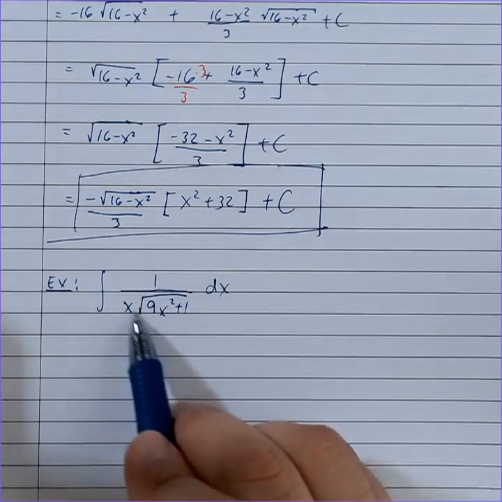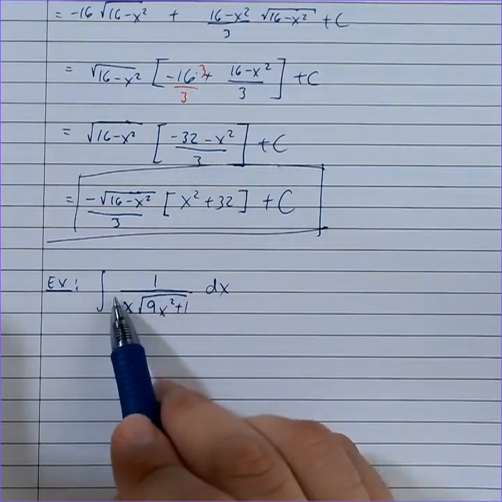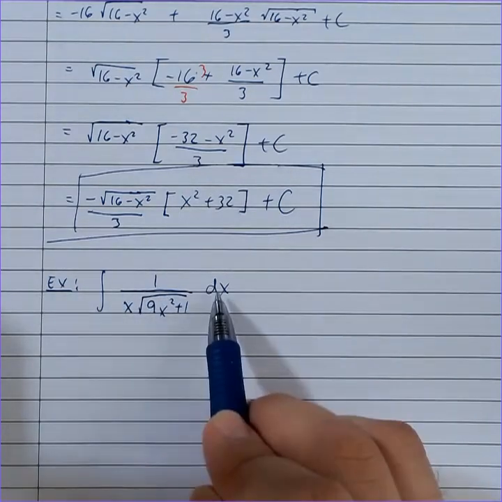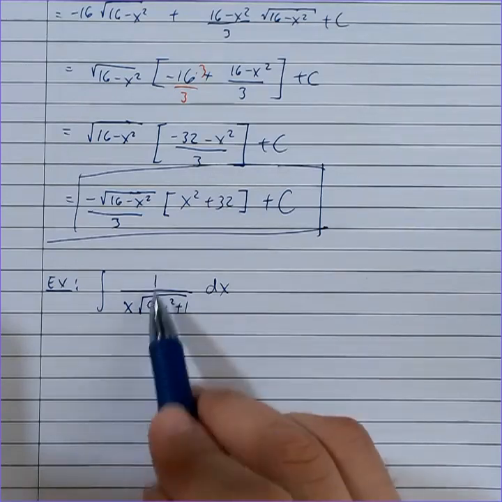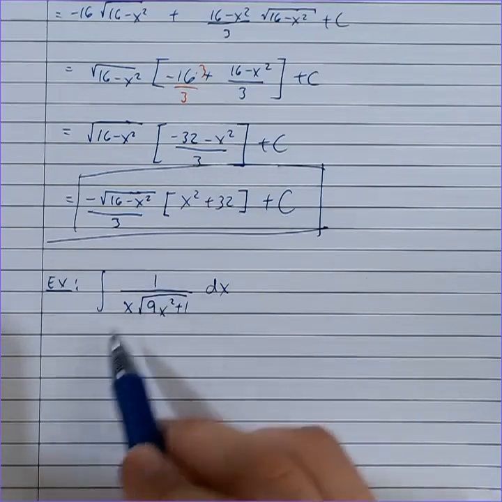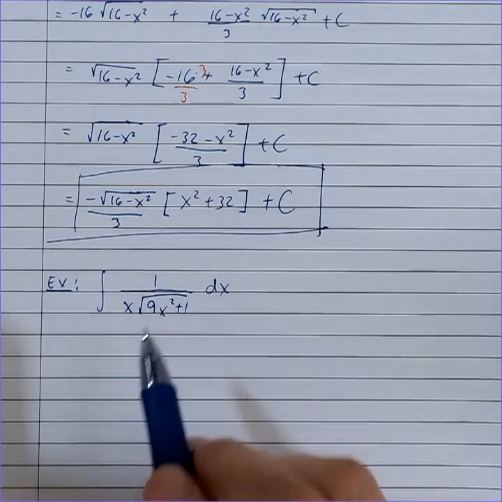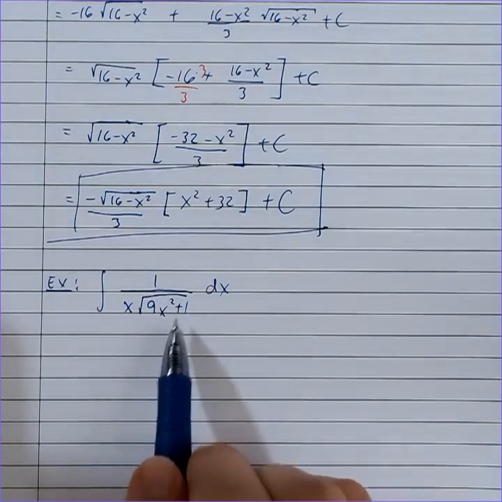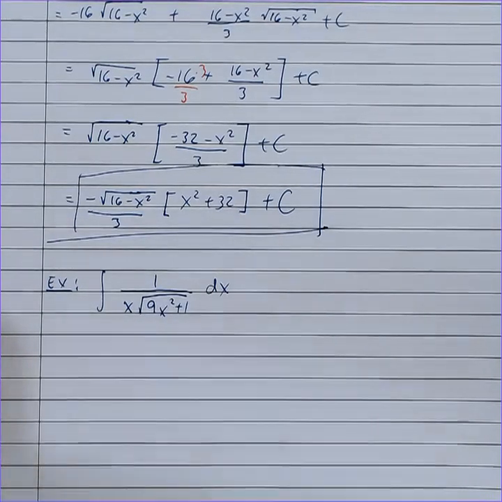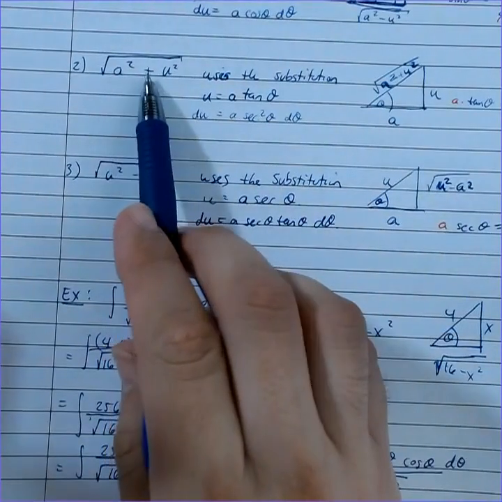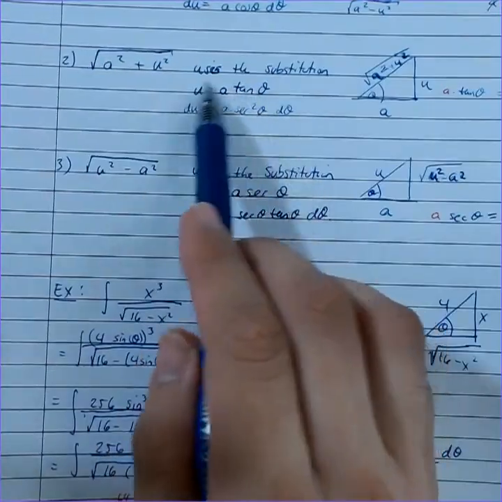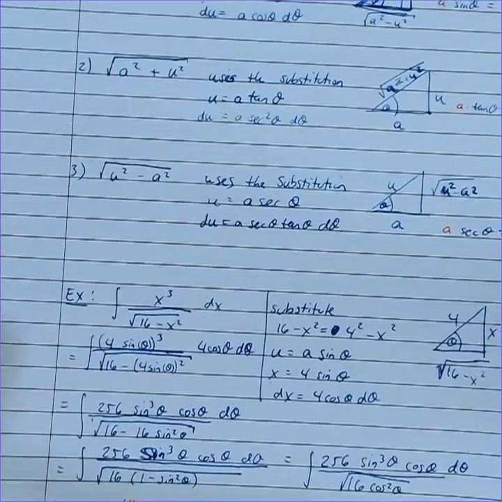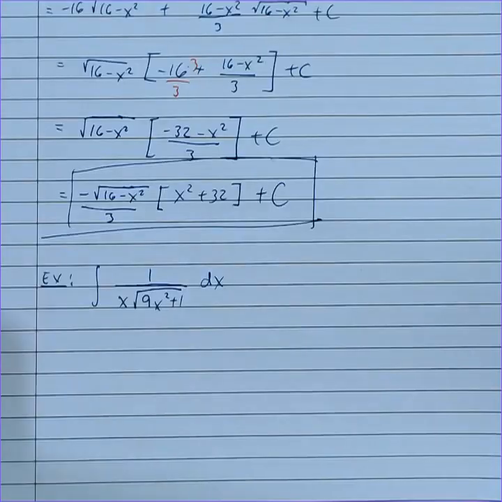So if this was in the numerator, if it was just the integral of this dx, then you would use a u substitution. But the fact that this is in the denominator means that that is no longer valid. What we do notice instead, though, is you have the sum of a variable squared and a constant squared, which means we're going to be using a substitution, u equals a tangent of theta.